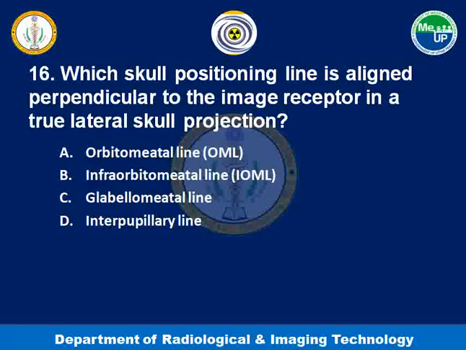Question number 16. Which skull positioning line is aligned perpendicular to the image receptor in a true lateral skull projection? Option A is orbitomeatal line, OML. Option B is infraorbitomeatal line, IOML. Option C is glabellomeatal line. Option D is interpupillary line. The correct answer of this question is option D. Interpupillary line.